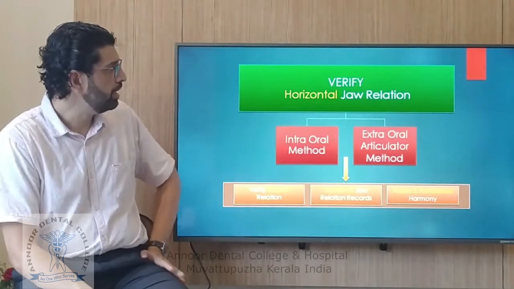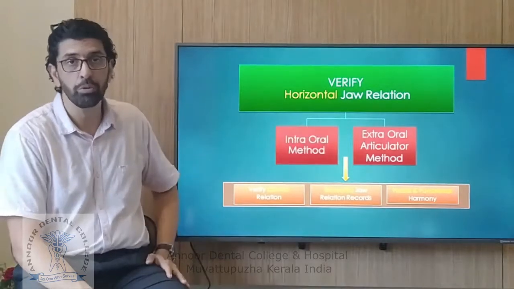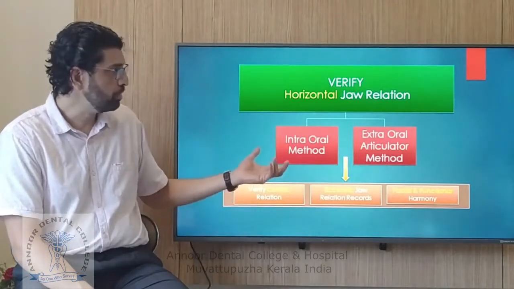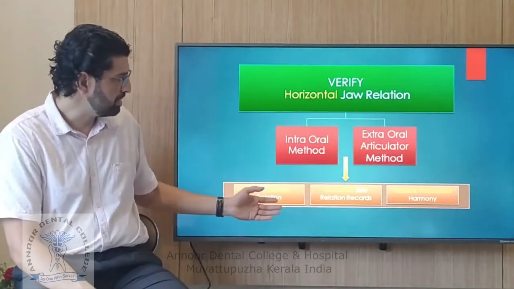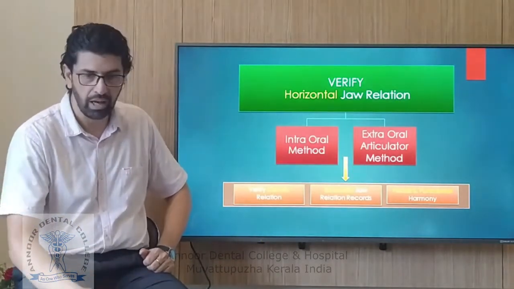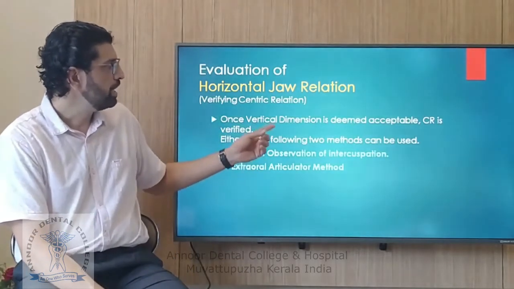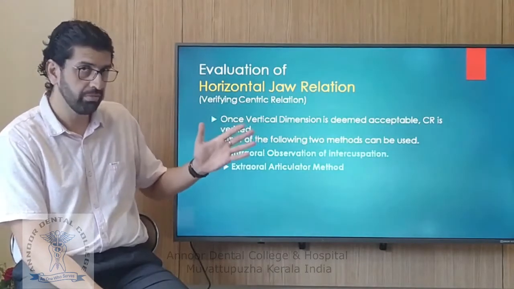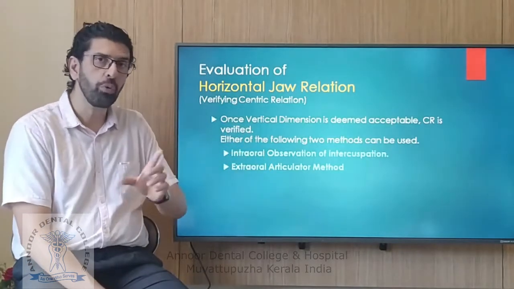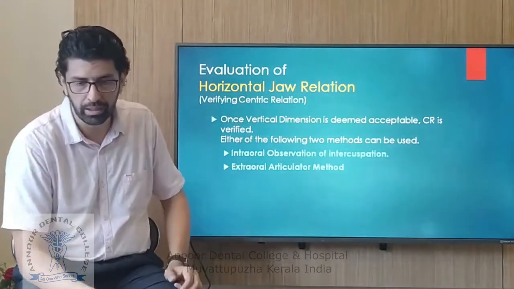So you're going to verify horizontal jaw relation. You're going to verify it in two different ways. You can either do an intraoral method or an extraoral method. Obviously, I told you verification is best done on a cast. So obviously, you're going to go back to the cast at some point. So you're going to verify centric relation, eccentric relation, and finally you're going to look for facial functions and harmony. So in evaluation of horizontal jaw relation, verifying the centric, once the vertical dimension is acceptable, you're going to look for the centric relation, and you're going to do an intraoral observation of this intercuspation and centric relation, and you're also going to do an extraoral articulator method.